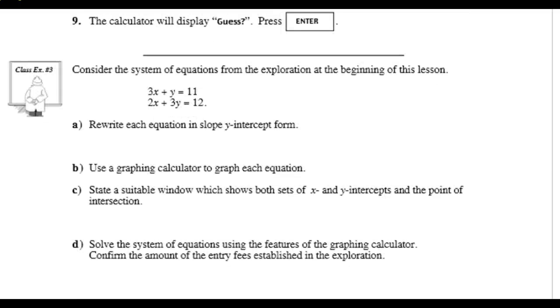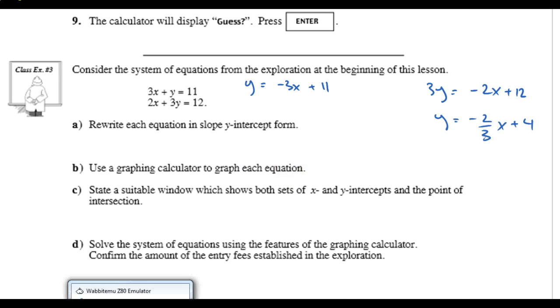So again, consider the same equations, and it wants us to rewrite them in slope y-intercept form. So let me first go ahead and do that. This one is going to be y equals negative 3x plus 11. And then for this one, let me just solve it: 3y equals negative 2x plus 12, y equals negative 2 over 3x plus 4. Okay, so use a calculator to graph them.